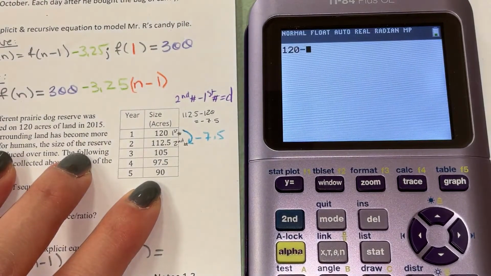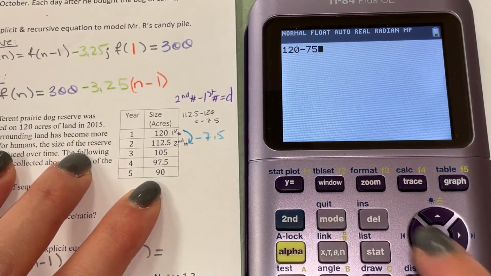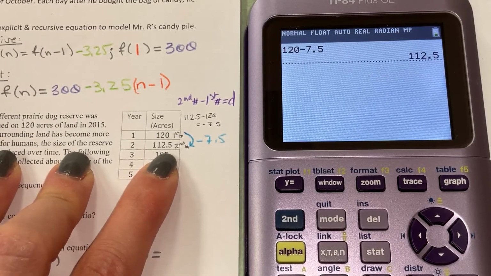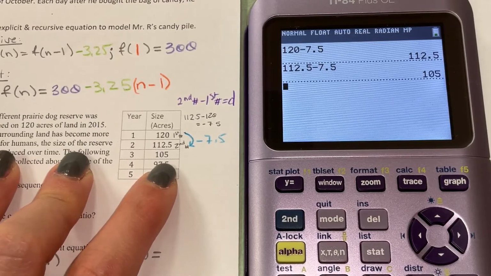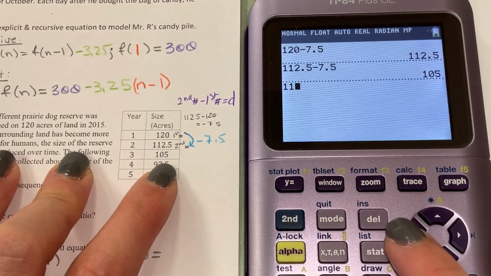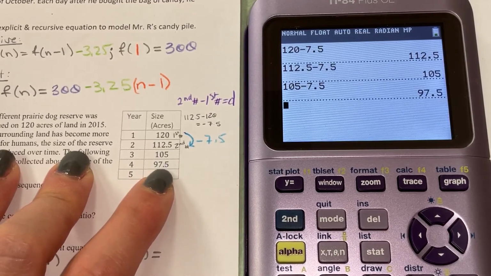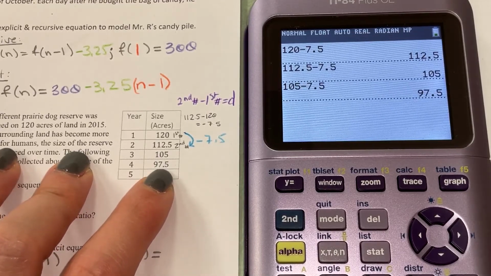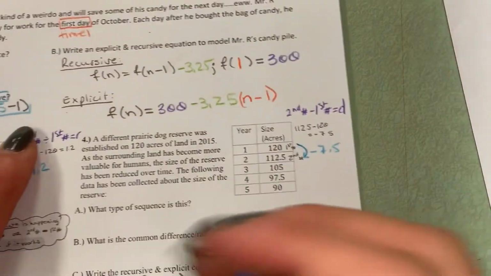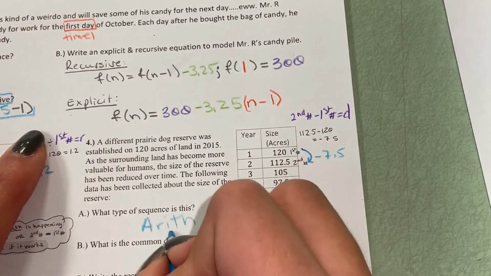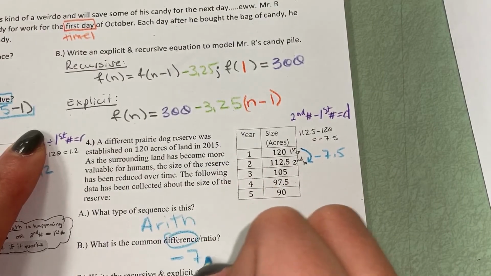So 120 minus 7.5 gives me 112.5. 112.5 minus 7.5 gives me 105. Okay, this is working out. 105 minus 7.5 gives me 97.5. So this is good. That means this is my common difference because it's working. So if I've got a common difference, this is arithmetic, and I'm minusing by 7.5.